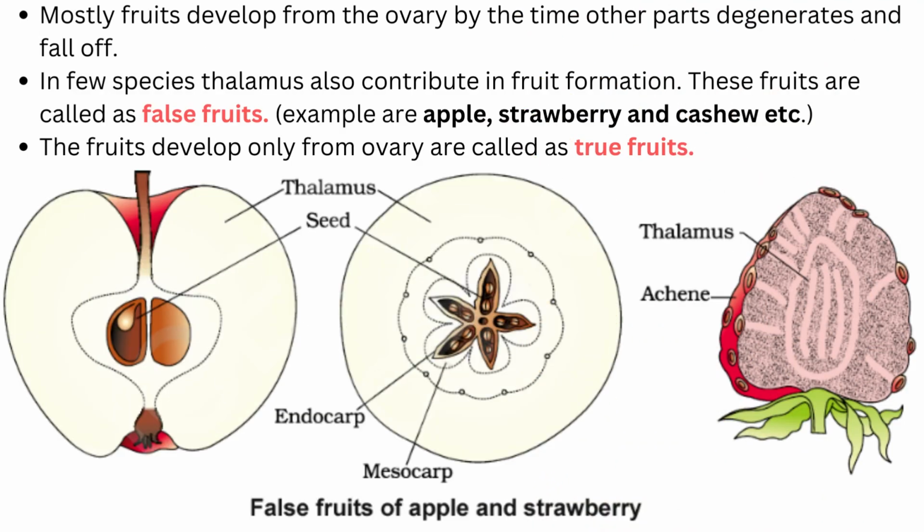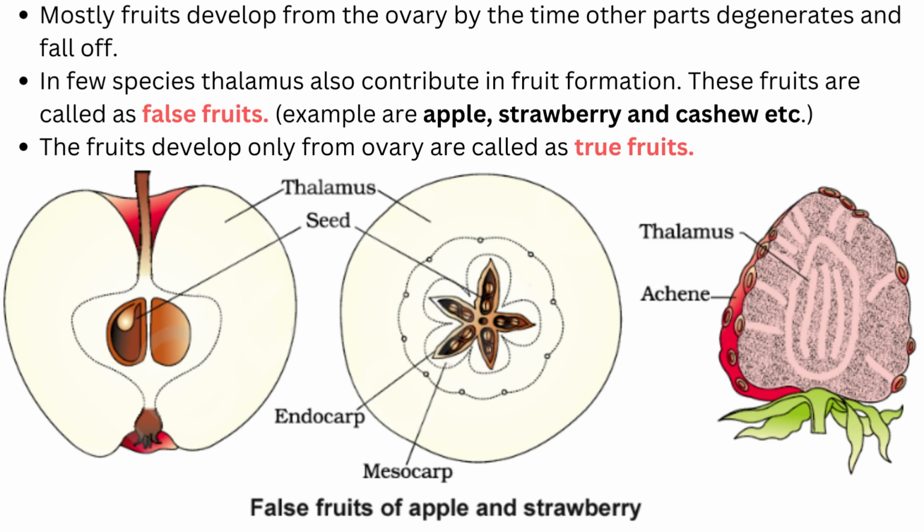Mostly fruits develop from the ovary while other parts degenerate and fall off. In a few species, the thalamus also contributes to fruit formation. These fruits are called false fruits. Now, after hearing false fruit, it is not made of plastic, it is also made of biotic tissue. Examples are apple, strawberry and cashew. The fruits that develop only from the ovary are called true fruits.